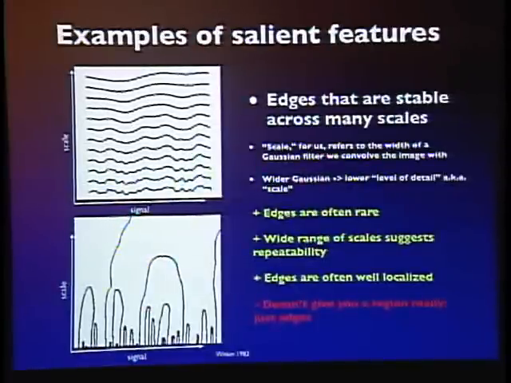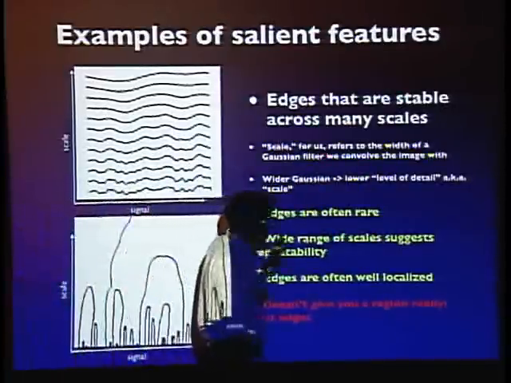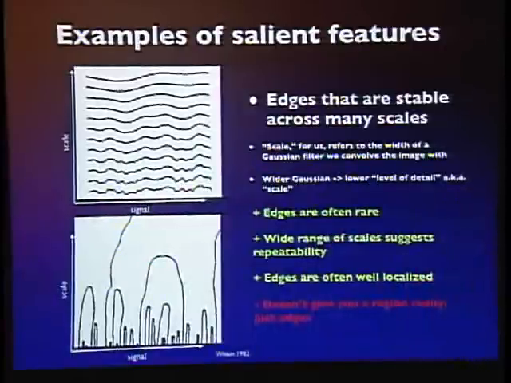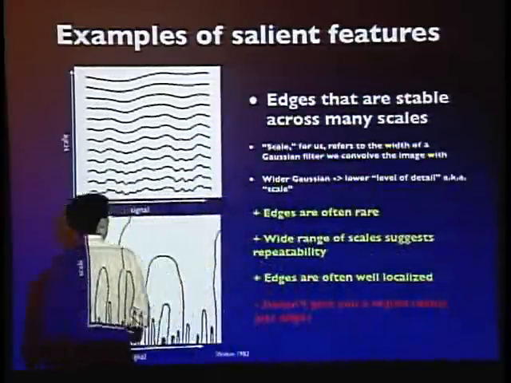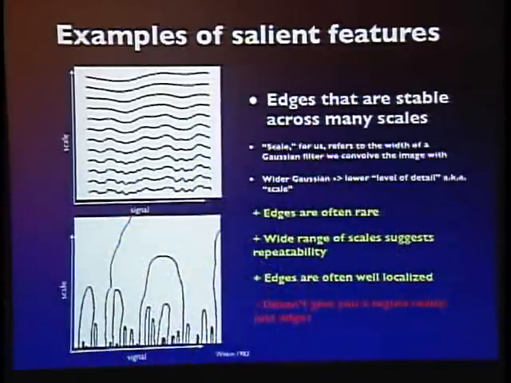So this can be useful because edges are often rare, so it has that rare quality to them. It's usually not the case that an image is just filled with edges. If something is present at a wide range of scales, that suggests to you that it's repeatable. So kind of by construction, any edge that I can see across a wide range of scales is going to be repeatable if I vary the scale of my image. So if I zoom out of that object and take another photograph, I should be able to see most of the things that are present across a wide range of scales. And edges are often well localized. However, we talked about why that can be problematic if you do too much smoothing.